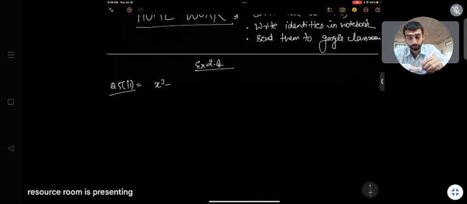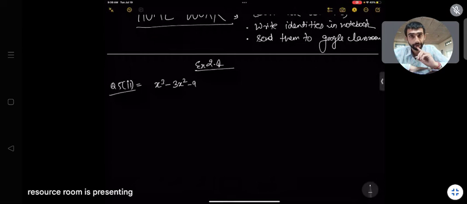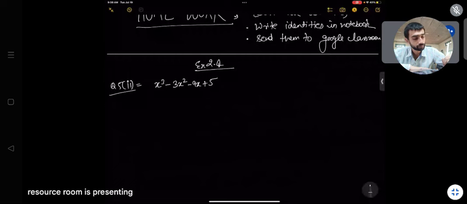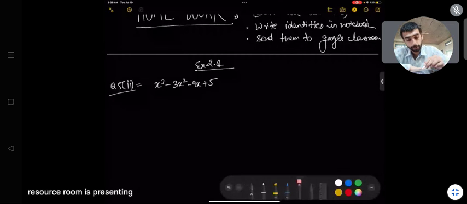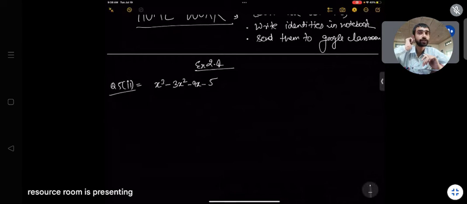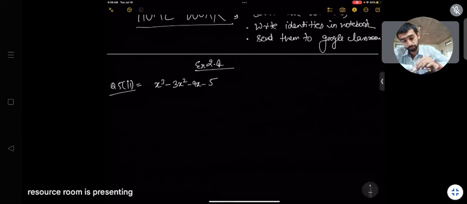Minus 9x plus 5. Anybody please write this in chat box. Okay. X cube minus 3x square minus 9x minus 5. Is it correct? So okay, we are supposed to factorize this.